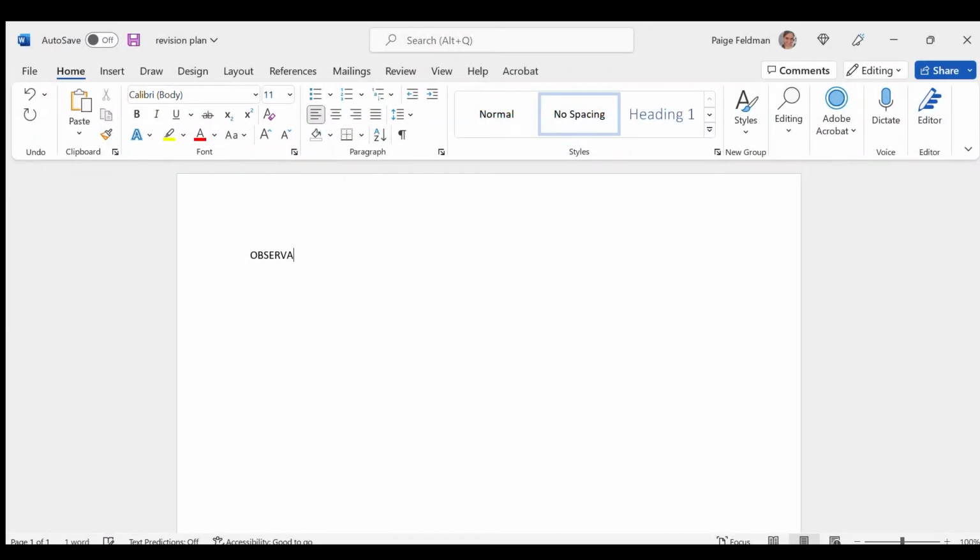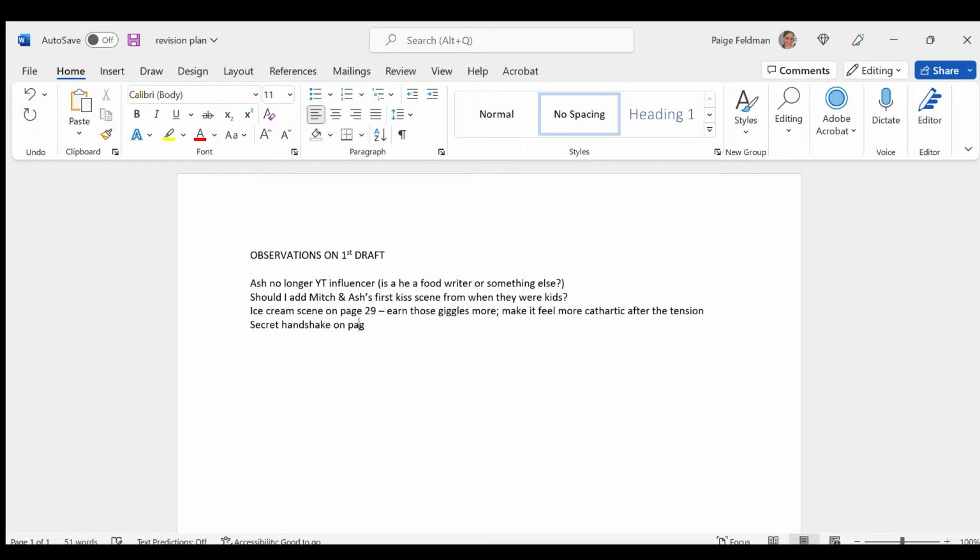To make a revision plan, step one is always to read your script from start to finish, not making any edits, but noting places you love and places you don't. The latter are the most important, and in fact, they're the only things that matter for this process. And that's what I'm writing down here.